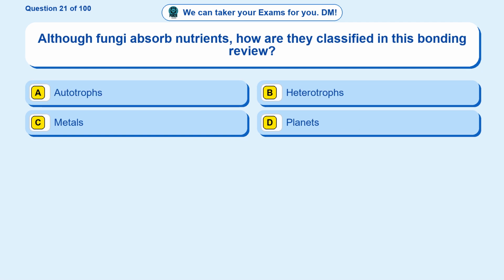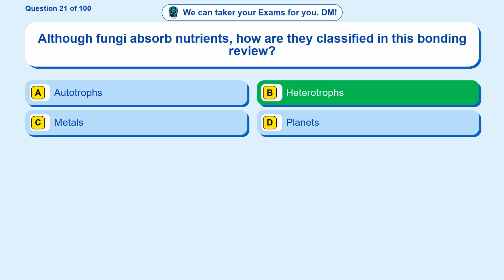Question 21. Although fungi absorb nutrients, how are they classified in this bonding review? Option A. Autotrophs. Option B. Heterotrophs. Option C. Metals. Option D. Planets. The correct answer is option B.